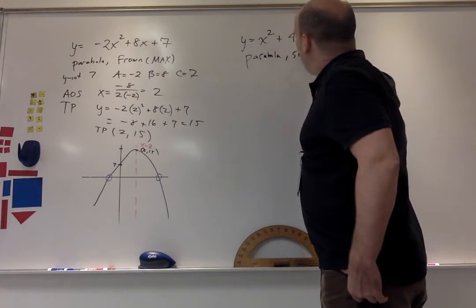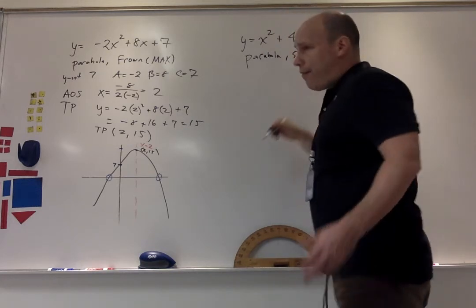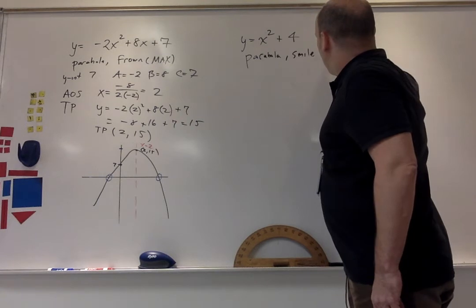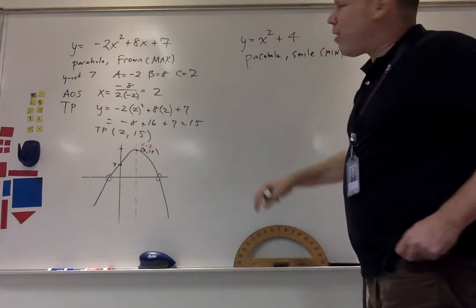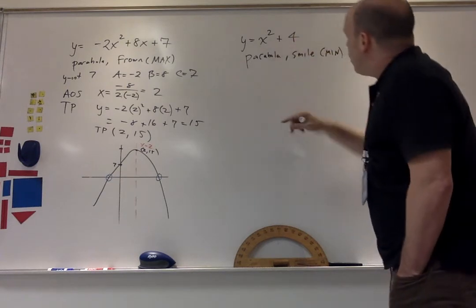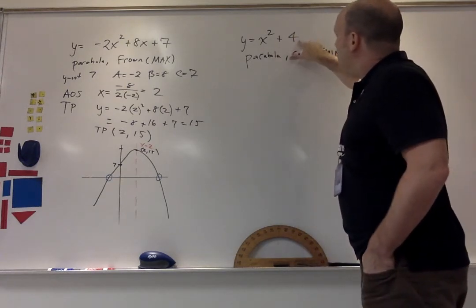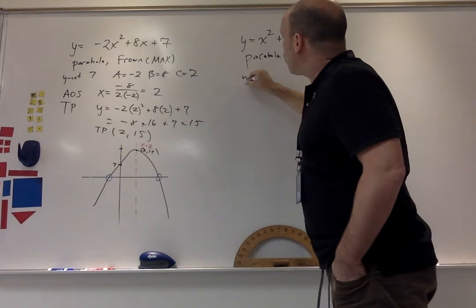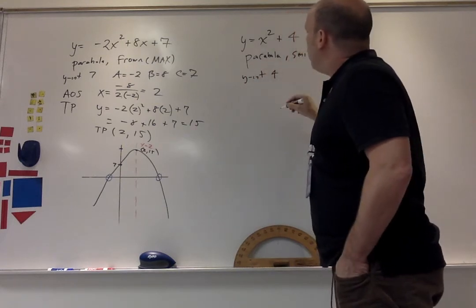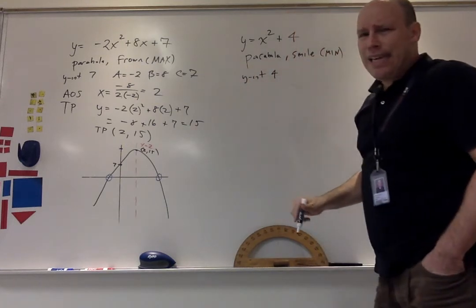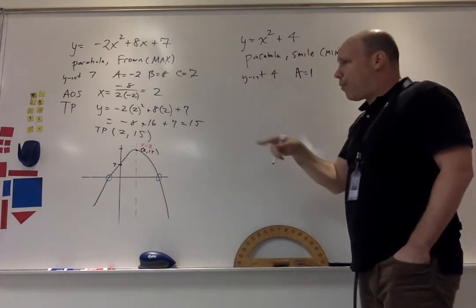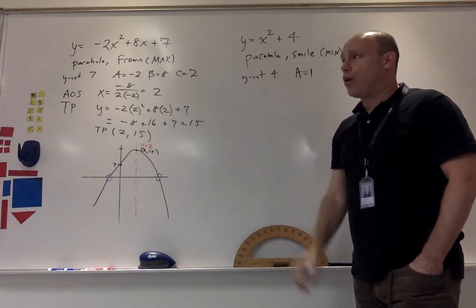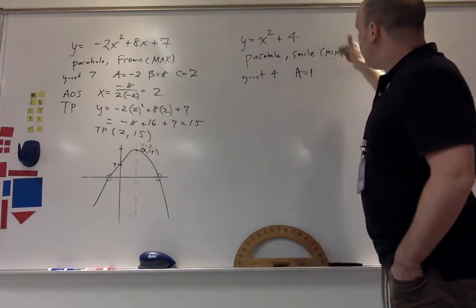We know that it's a smile, so we have a minimum. So you might say, well, Mr. Ehrlich, where's the mixed numbers? Well, we have a constant here, so we know the y-intercept is 4. But then what's my a, b, and c? Well, my a is 1, the number in front of the x squared term, and I know my c is 4.